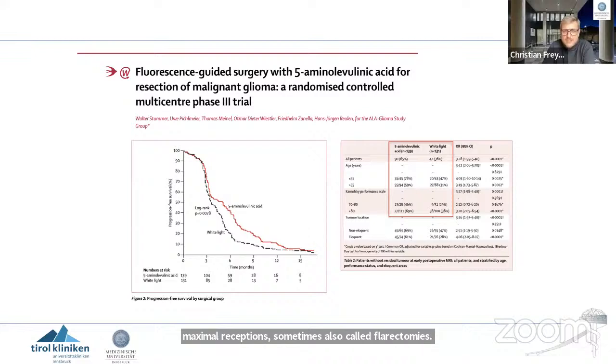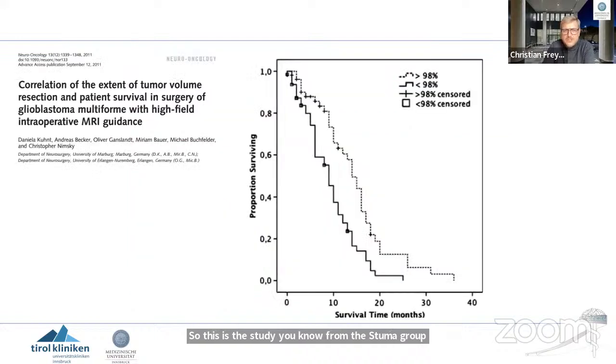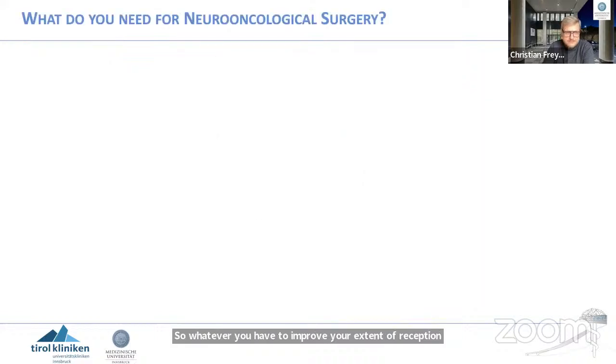So this is the study you know from the Stummer group showing a survival benefit for those with more resection, but you can also improve the resection rate with an MRI or with an ultrasound. So whatever you have to improve your extent of resection will be worth it for your patients.